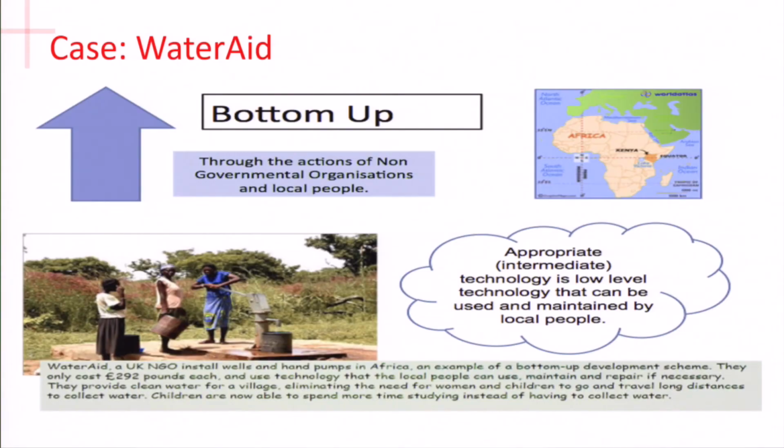The second case study is WaterAid. This is again a bottom up strategy which was adopted, and WaterAid is a UK NGO. Appropriate intermediary technology, which is a low level technology, was proposed and given to the local participants. The local WaterAid installed wells and hand pumps in Africa, and this is a very good example of a bottom up development scheme. They only cost £292 each, and they use technology that the local people can understand, can use, and can also maintain on their own and repair if required.